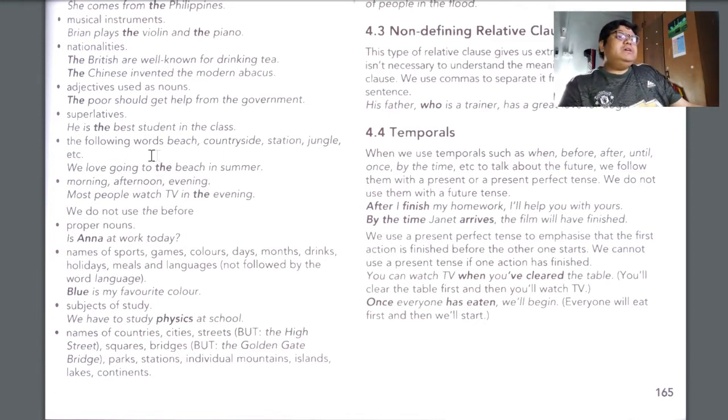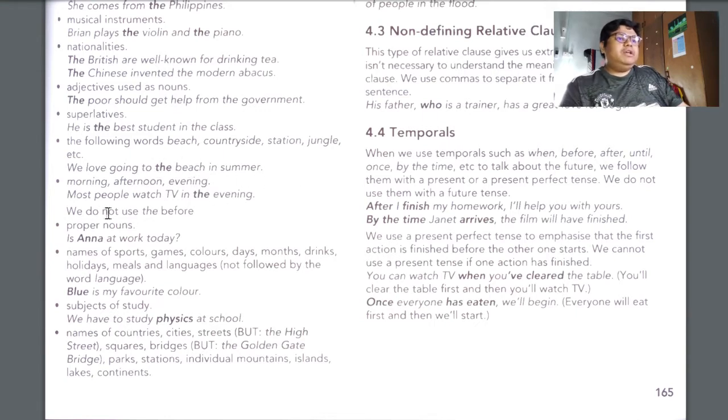The following words: beach, countryside, station, jungle. Okay, ini bukan nama, ini adalah perkataan ni: beach, countryside, station, jungle. Okay, the beach, the jungle. Okay, the countryside, the station. Okay, we have to use article the for each one of these.